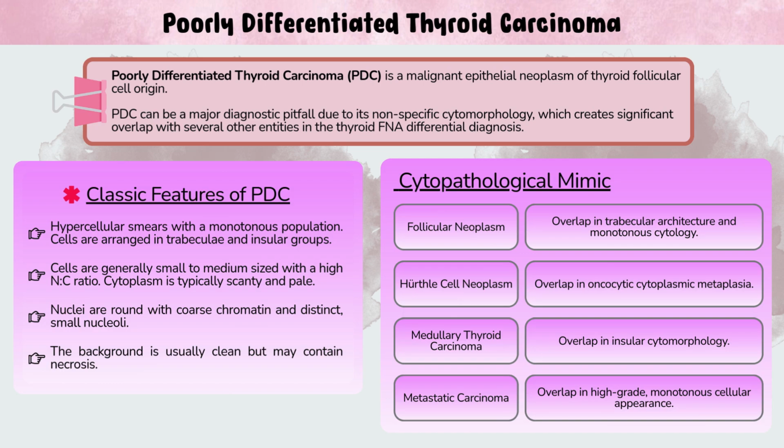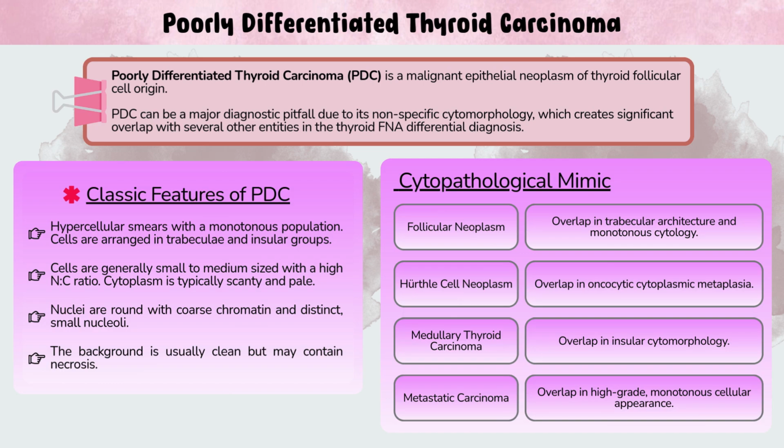We now come to poorly differentiated thyroid carcinoma or PDC. PDC is defined as a malignant epithelial neoplasm arising from thyroid follicular cells. It occupies an intermediate position between well-differentiated carcinomas like papillary or follicular thyroid carcinoma and the highly aggressive anaplastic thyroid carcinoma. Importantly, PDC can be a major diagnostic pitfall in FNA cytology due to its non-specific cytomorphology, which overlaps significantly with several other thyroid lesions.